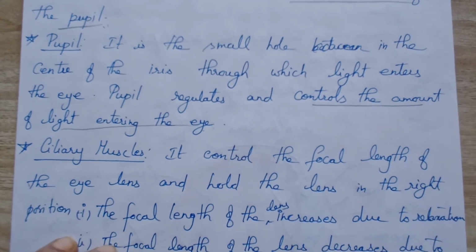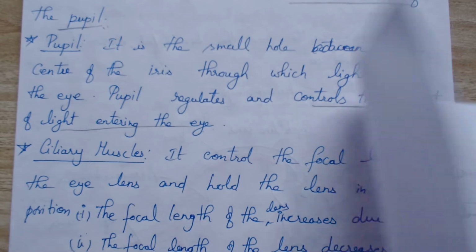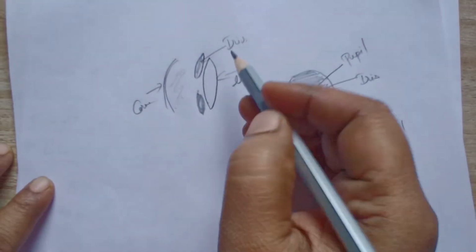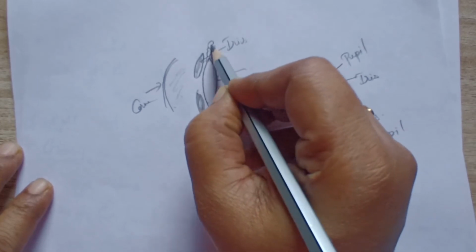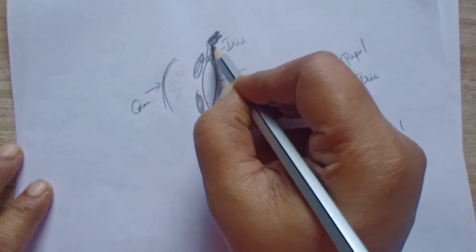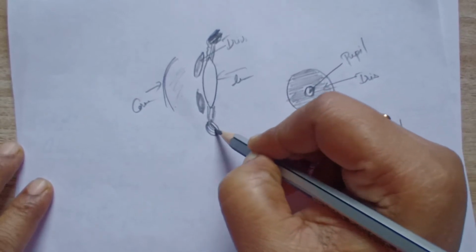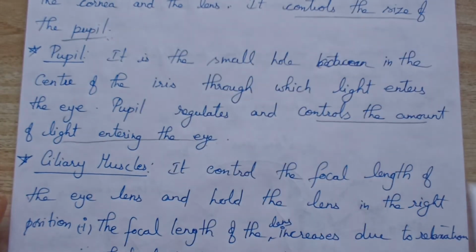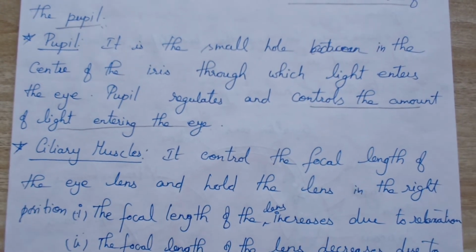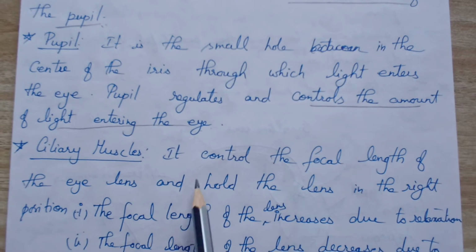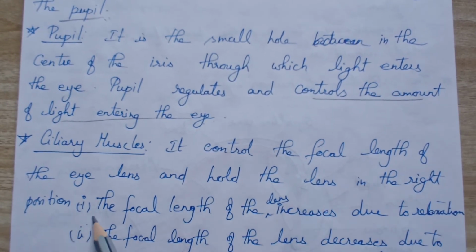Next one, ciliary muscle. So you have ciliary muscles right here. The lens is held by ligaments, and it is connected to a muscle on both sides. These muscles hold the lens in the correct position, and they control the focal length of the lens. It controls the focal length of the eye lens and holds the lens in the right position.